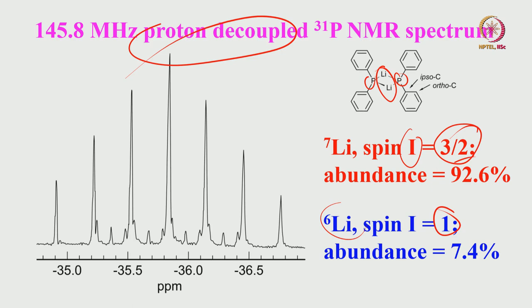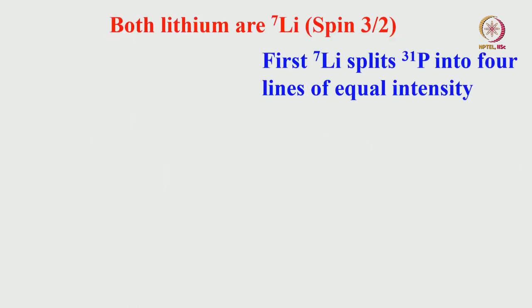You will see acetylides. So, when you are looking at phosphorus lithium coupling, lithium 7 has abundance 92%, quite large. Lithium 6 abundance is 7.4%, appearing like a satellite. One appears like the abundant spin coupling, the other appears like a satellite peak. Which is which? We have to understand. We will see this, and there are 2 possibilities you can think of.